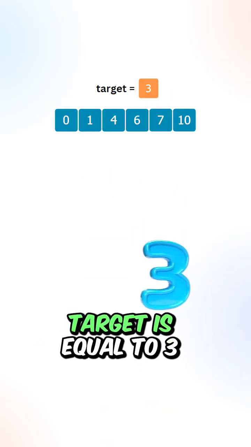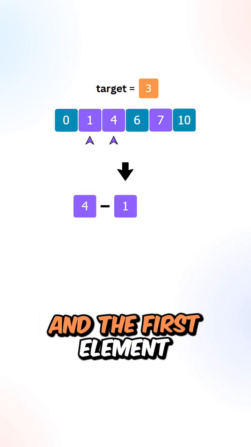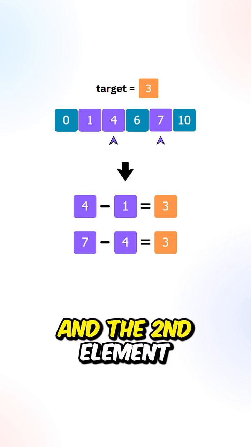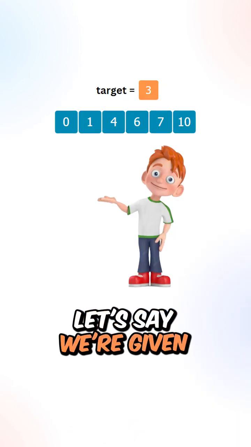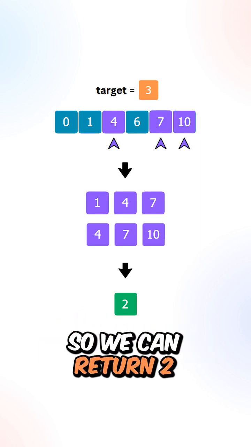Let's say target is equal to 3. We need to find 3 elements where the difference between the second and the first elements is equal to 3, and the difference between the third element and the second element is equal to 3. Let's say we're given these input values. There are 2 possible triplets, so we can return 2.